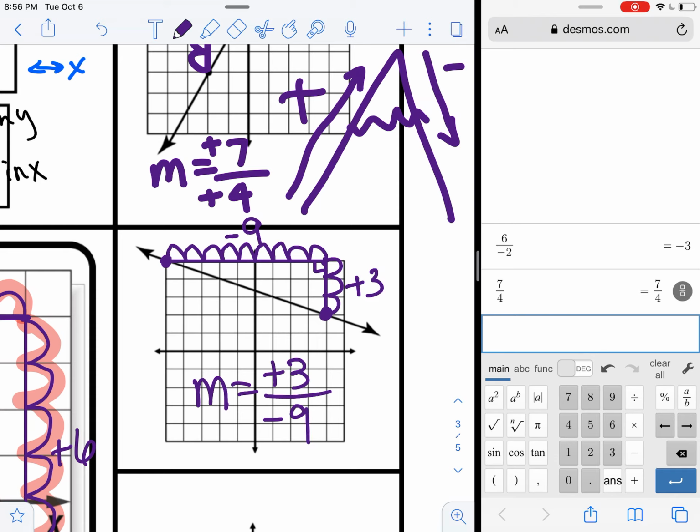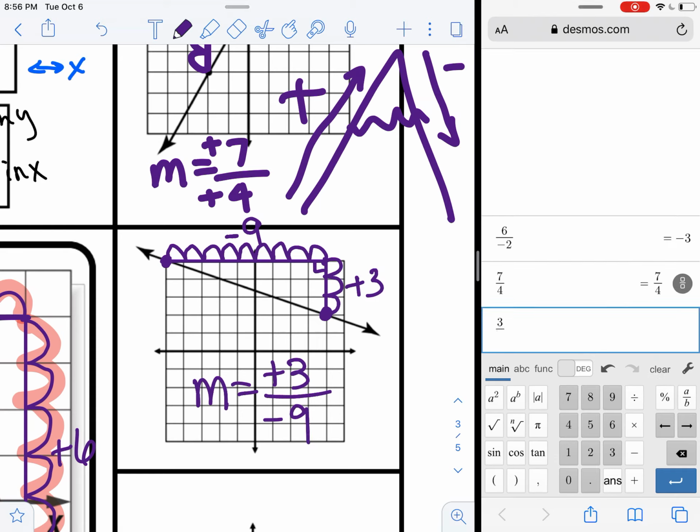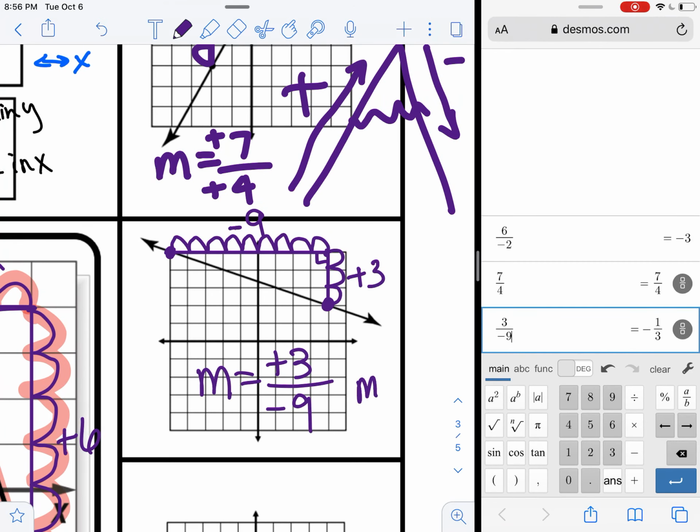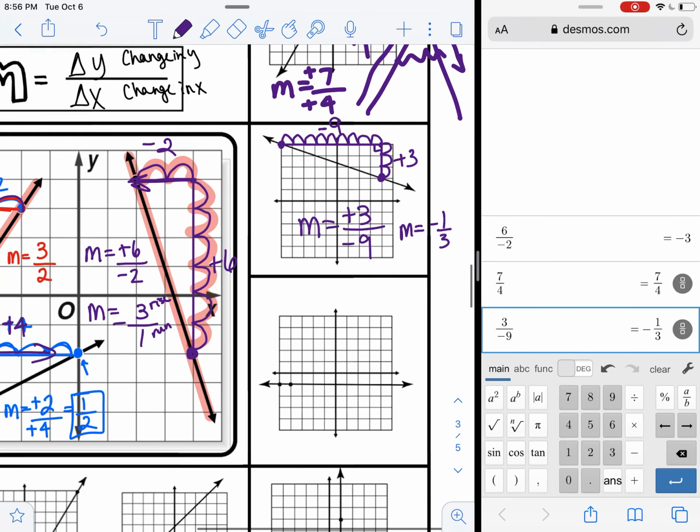Let's plug that into our calculator. Positive 3 divided by negative 9. Okay, make sure you keep it in fraction form. And look, there it is. It tells you our slope or rate of change is negative 1/3. That is how steep our line is.